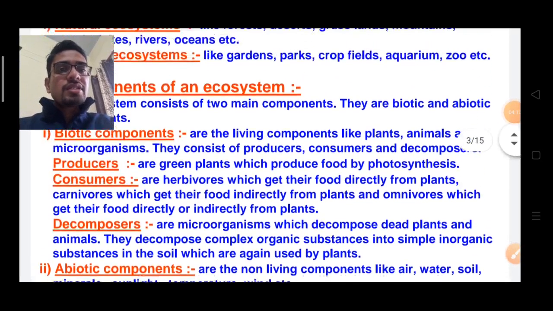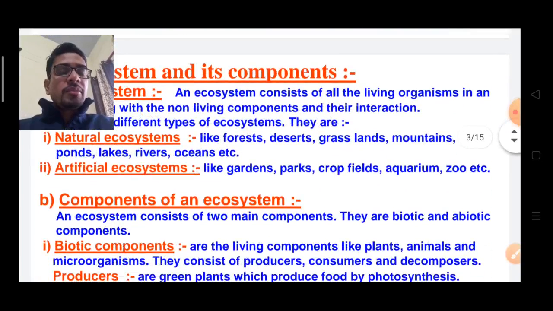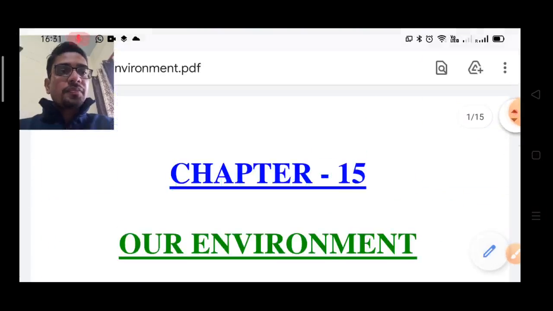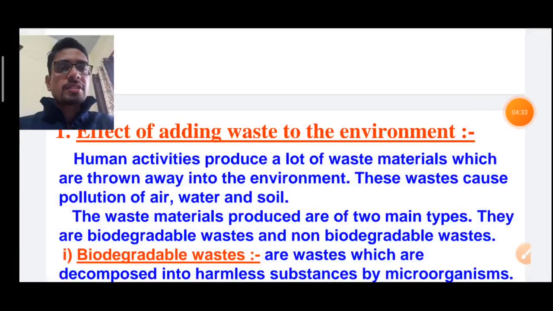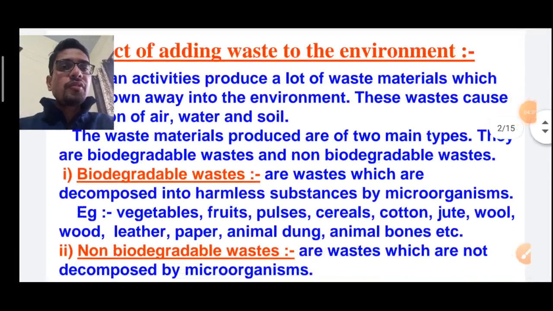Okay. So this is very easy, but the problem occurs when waste is introduced in the ecosystem. When polluted substances, pollution, or insecticides and pesticides are introduced in the ecosystem, then problems occur and our environment becomes unsafe. So what are the different kinds of wastes?